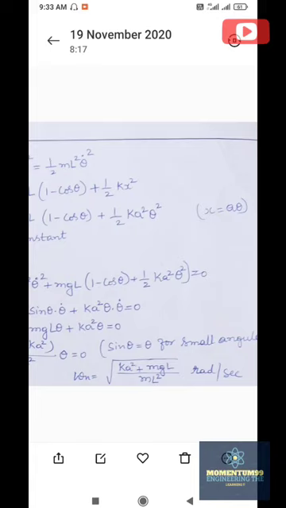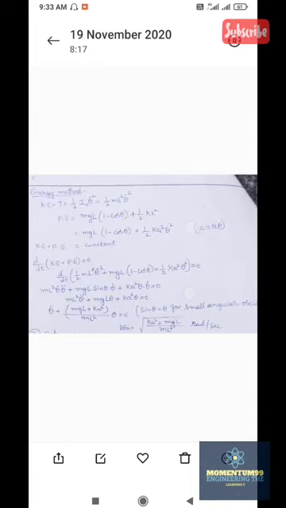And if you want to find out the linear frequency, Fn equals 1 by 2 pi multiplied by this omega n, and there the linear frequency will be represented by hertz or cycles per second. This is how the energy method is used to solve the given problem.